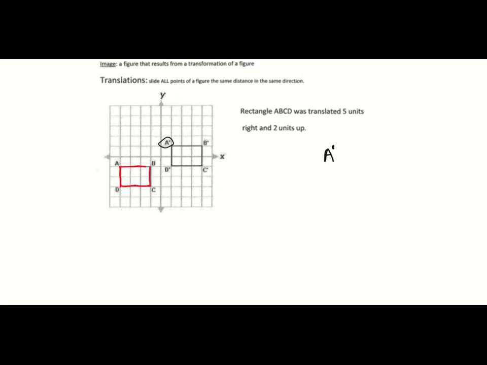So I started with this figure over here in red. This was my pre-image, and then I moved it 5 units right and 2 units up. And if you look at it, we can check our point B here. If we moved it 5 units right, 1, 2, 3, 4, 5, and 2 units up, 1, 2, this would be our new point B. Okay, and you do that with all the points to get your new figure.